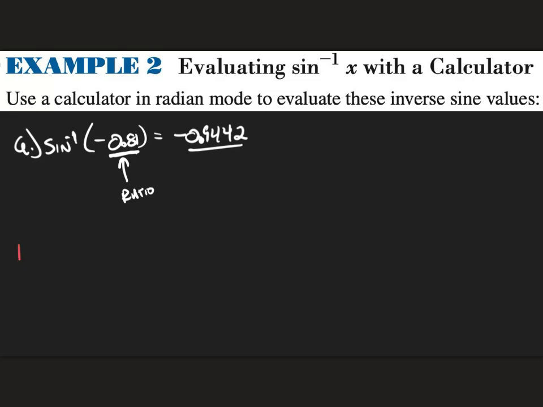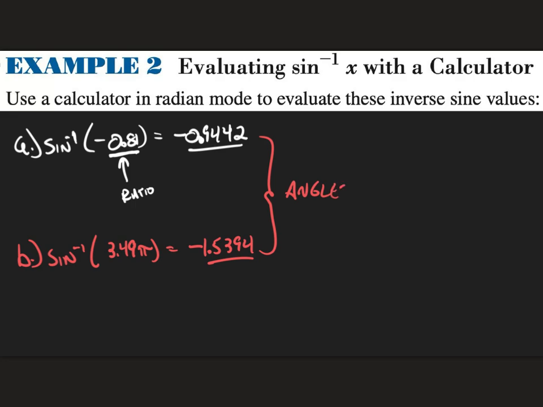Okay, for B. We have the sine inverse of 3.49 times pi, which will give you negative 1.5394. And this is an angle. There's no pi because the calculator went ahead and calculated it for you. So the inverse sine of a ratio will give you angles. These are angles in radian measure.